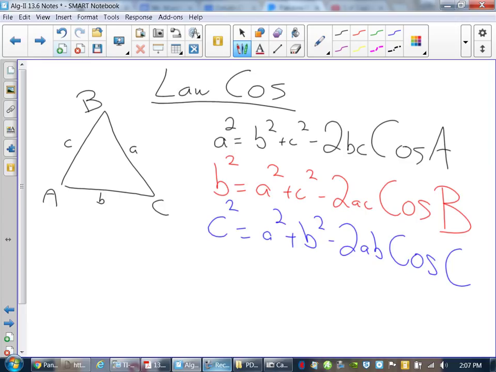So what happens with law of cosines is you could be solving for one of two things. You could be solving for an angle, or you could be solving for a side. The first example I'll show you is how you solve for a side, because it's the easiest. Let me just write this out real quick. I would suggest writing the formula out a couple times. You'll know it right away.